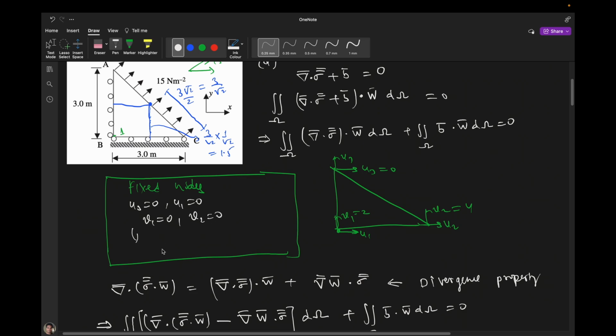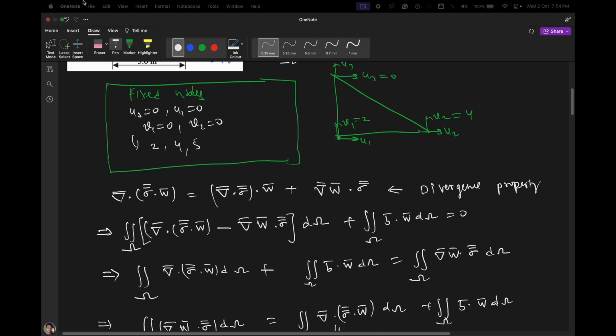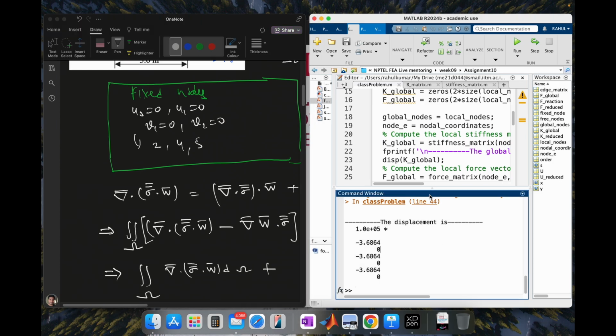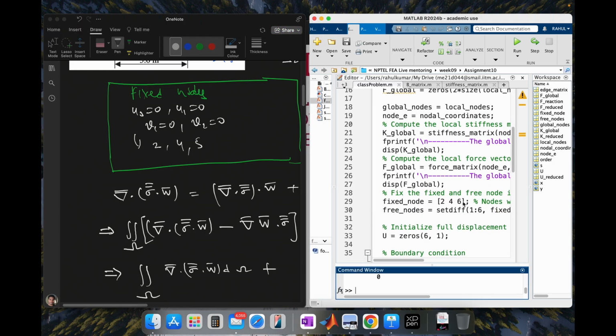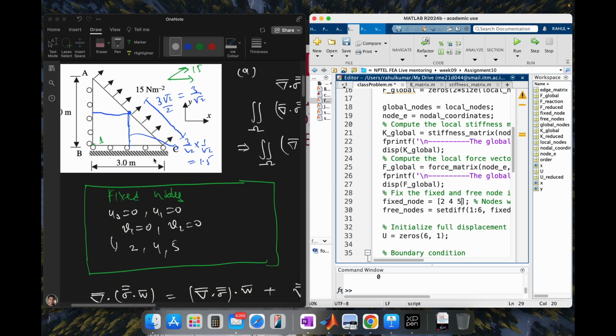So what remained, that is 2 and 4, 2, 4 and 3 is also 0, but this will remain. 1, 2, 3, 4, 5. 2, 4, 5 is constrained, so that is 2, 4, 5, not 2, 4, 6. We didn't read the problem carefully, so that will be 2, 4, 5.